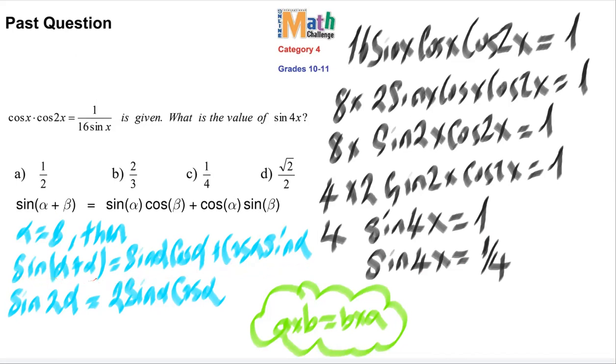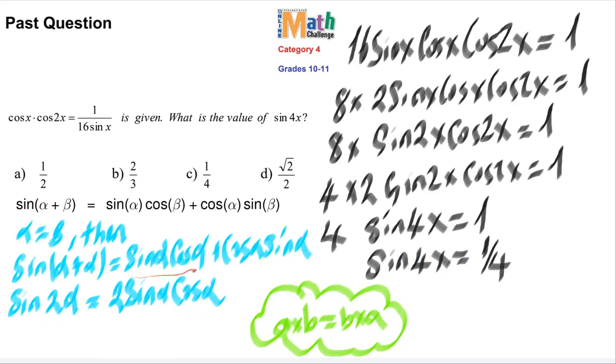Sine A plus B equals... Oh, here, the rule is here, sorry. Sine alpha plus beta equals sine alpha times cosine beta plus cosine alpha times sine beta. So if we consider alpha equals beta, so if these two angles are equal, then it will be alpha plus alpha. So we will get this line, okay? So alpha plus alpha is 2 alpha.